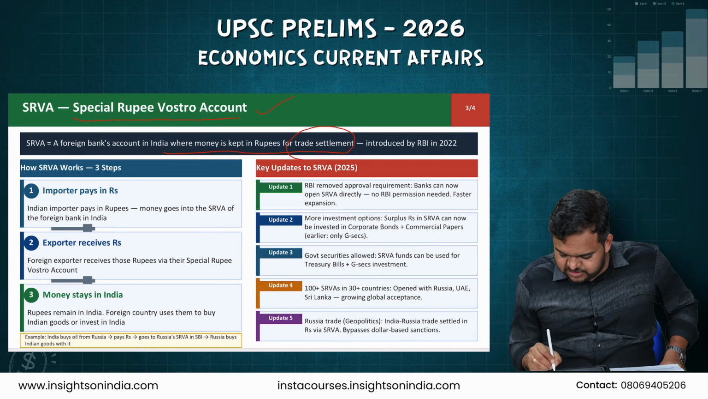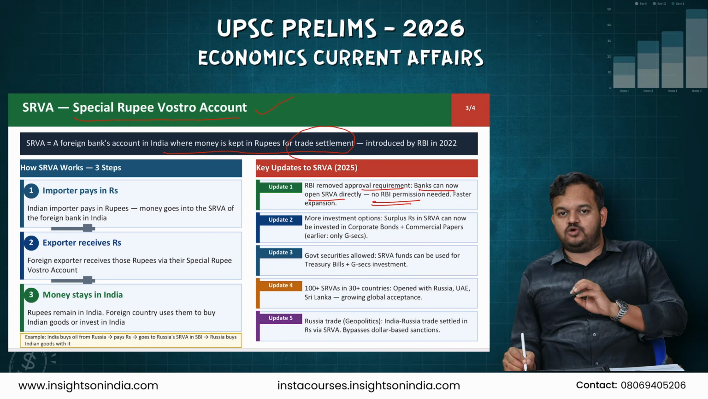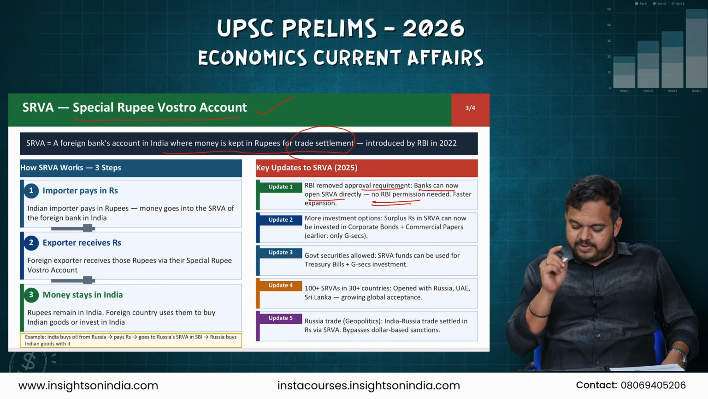So there are certain provisions that can be important for the prelims, made by RBI for SVRA. First thing is RBI removed the approval requirement. It means what? Banks can now open SVRA directly without RBI permission. Banks do not have to take RBI's permission to set up an SVRA account.